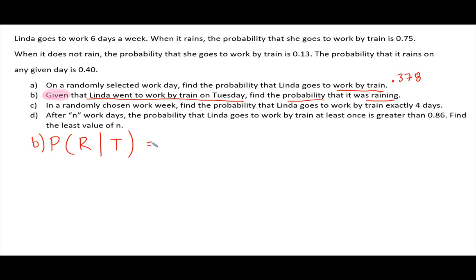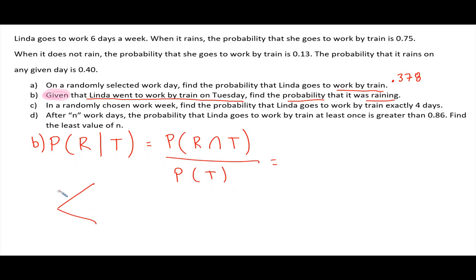As we recall, in the conditional probability formula, the numerator is the probability of the intersection of these two, so rain intersect with train, divided by the probability of train. Remember, this formula is in the formula book. No need to memorize it, but make sure you know how to use it. Now, the intersection of rain and train. Earlier we had the tree diagram, so we have to go back to the tree diagram a little bit. Let me sketch it real quick.